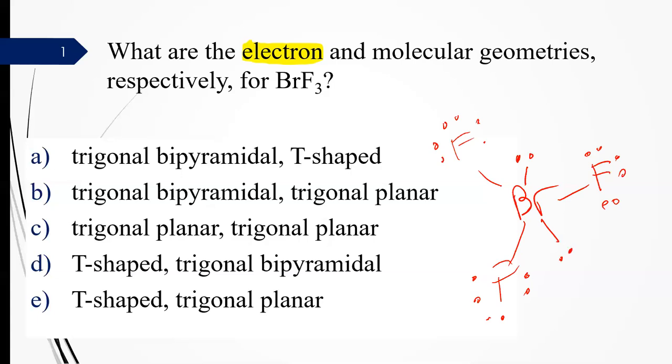So we have 5 electron groups: 3 atoms and 2 lone pairs. That means that our electron geometry is going to be trigonal bipyramidal, which gives us one of these first 2 shapes here.